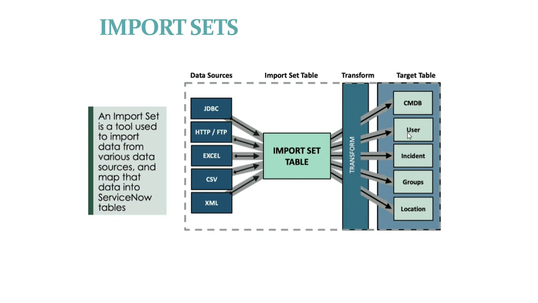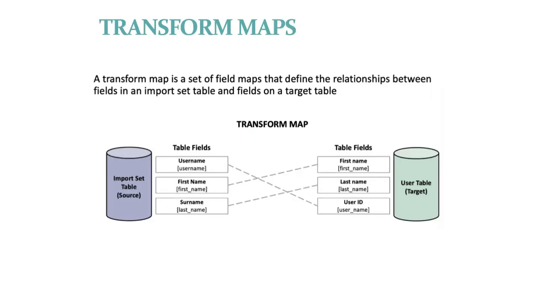So let me explain the transform map, how it works. A transform map is a set of field maps that define the relationship between the import set table and the fields on a target table. Suppose when we upload any data using an Excel sheet, an import set table is created with the required columns, whichever were available on our Excel sheet.